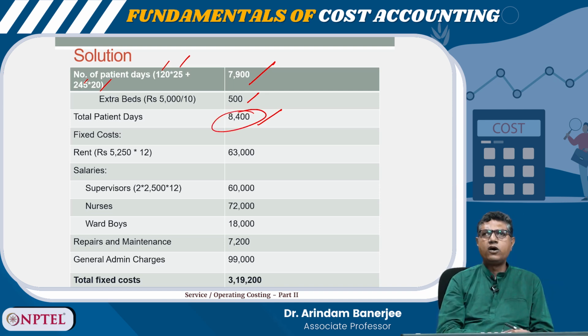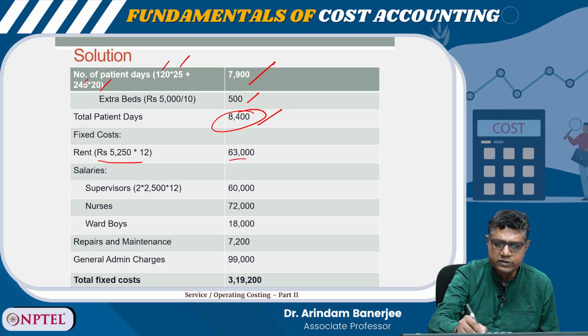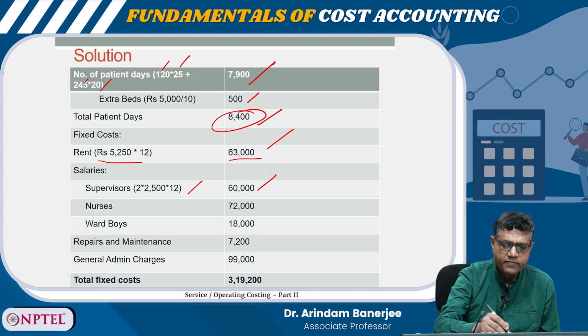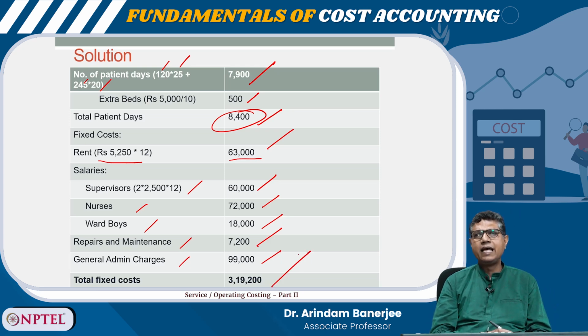Now, fixed costs. Rent is rupees 5,250 into 12, equal to 63,000. Salaries, supervisors 2 into 2,500 into 12, 60,000. Nurses 72,000. Ward boys 18,000. Repairs and maintenance 7,200. General admin charges 99,000. So the total fixed cost is 3,19,200. So these are the total fixed costs.